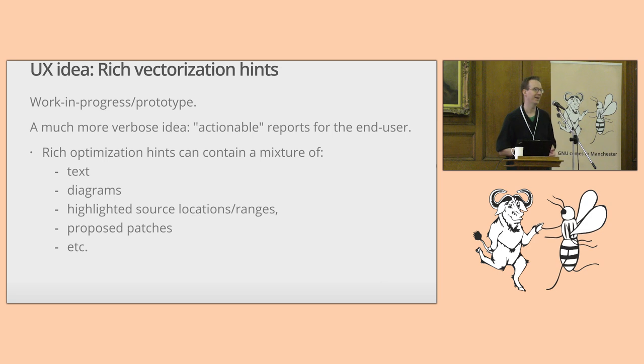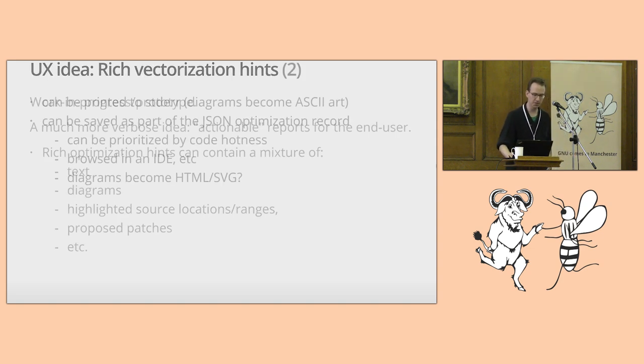Another much more out there idea, really pushing things: I posted a patch for what I called rich vectorization hints about a month and a half ago to the main list, and there was absolutely no reply whatsoever. Going beyond just dump messages and diagnostics, what could the output look like? They come with these rich vectorization hints that are a mixture of text and diagrams that can be ASCII art if dumped on stderr, but could be emitted in JSON format in a way that we can make SVG from, or whatever, depending on what the presentation of it is. And maybe I should just show the example.